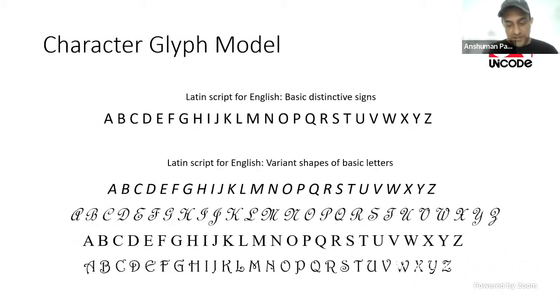Now, Unicode is fundamentally ordered by something that we call the character glyph model. And Keith and Anushah will speak to you in more detail about this model with regard to their own particular cases. But I just want to point out something that's very important: at top, we have basic distinctive signs that belong to the Latin script for English. And below, we have variant shapes of these signs. So we have a cursive A, we have a curly QA, and at the very bottom, we have these fanciful other forms of the basic letters.